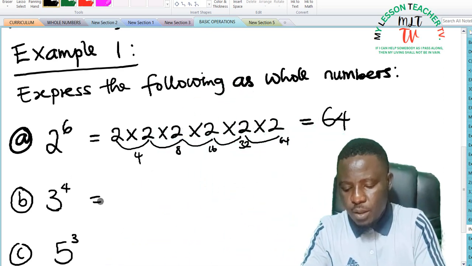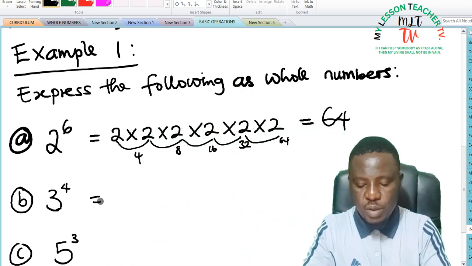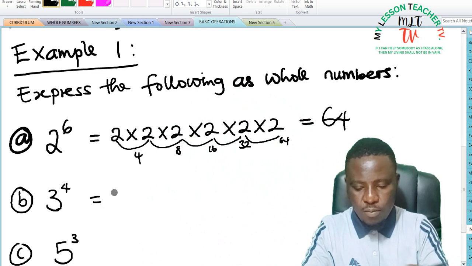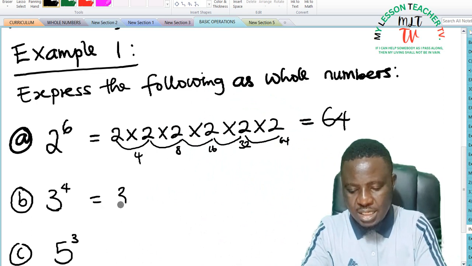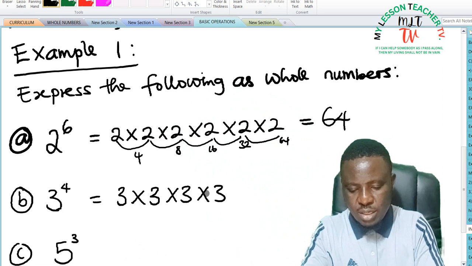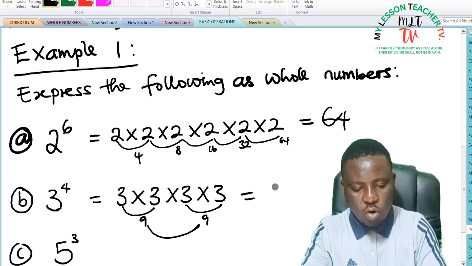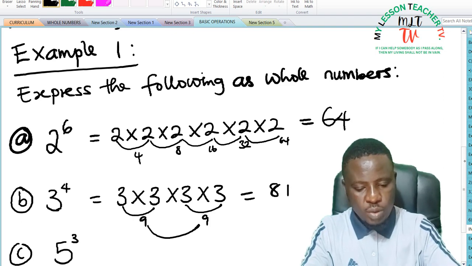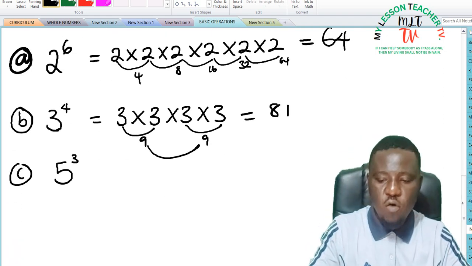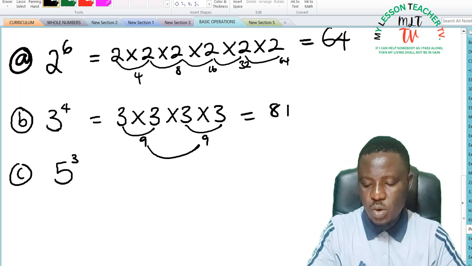B, we have 3 to the power 4. Writing it in expanded form, we say 3 to the power 4 can be written as 3 times 3 times 3 times 3. So 3 times 3 is 9 and 3 times 3 is also 9. 9 times 9 gives us 81. So 3 to the power 4 is 81.